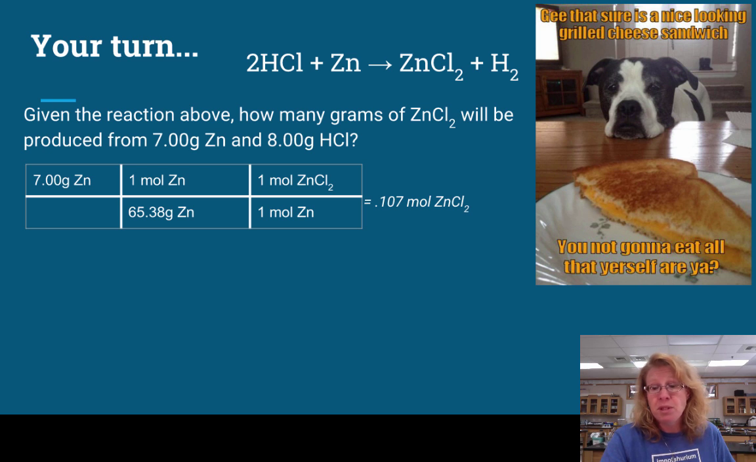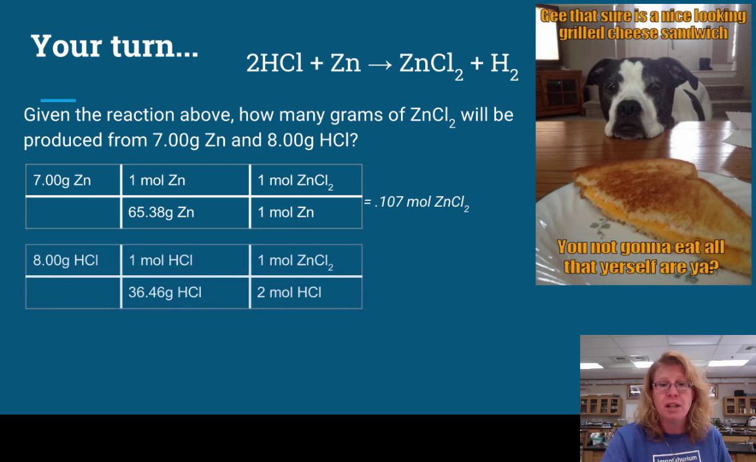So now step number 2 is to do the other reactant, the HCl. So here's what this one looks like. Again, starting with 8 grams of HCl. Here is my molar mass step for hydrogen chloride or hydrochloric acid. And then in this one I've got a 2-to-1 ratio. And again, this is my mole to mole step. It's the balanced equation, and these are the coefficients.